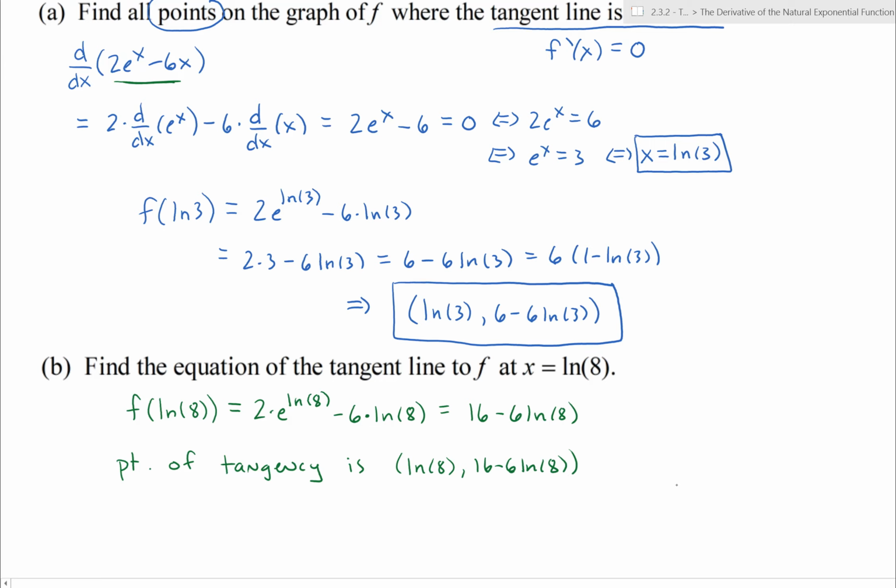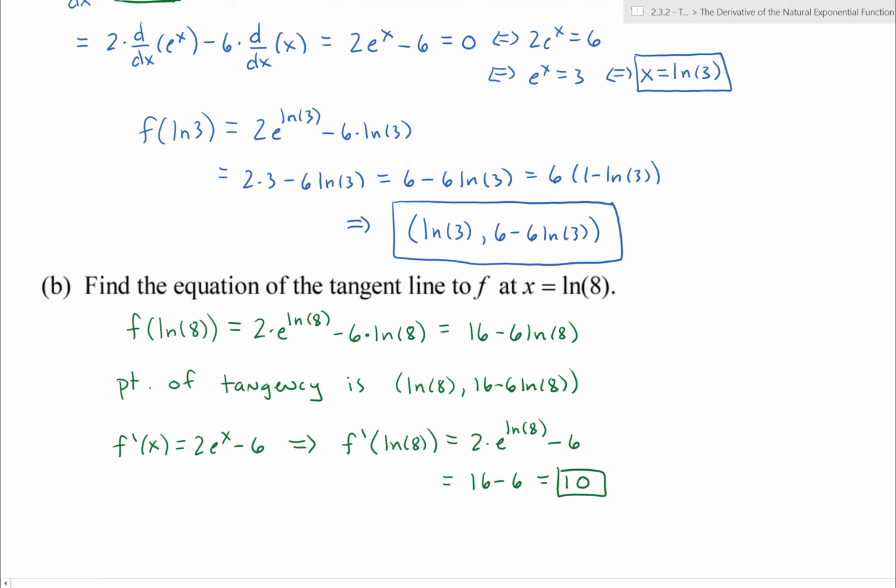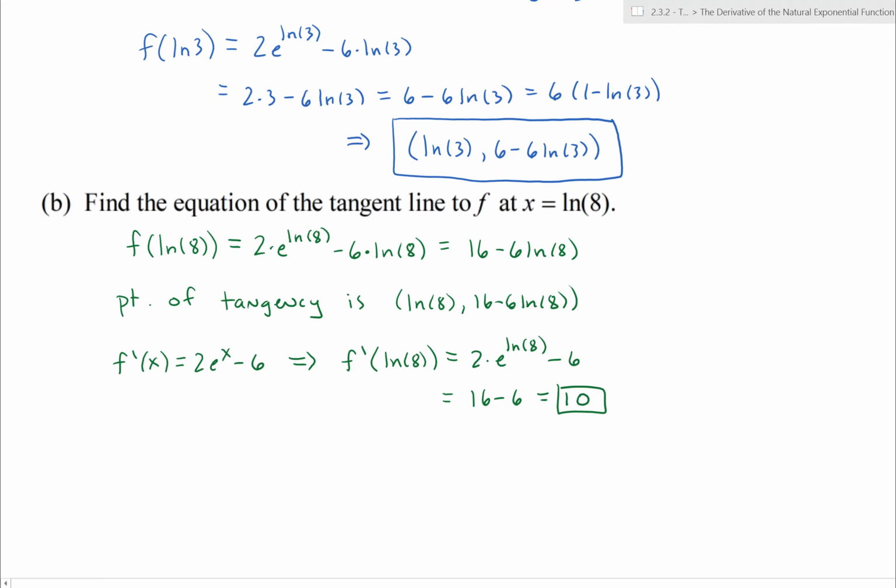So we need that point to find the equation of the tangent line, but we also need the slope of that tangent line. So that's where we're going to plug in our natural log of 8 into our derivative. Remember that the derivative function here, f prime of x, we found out that that was going to be equal to 2e to the x minus 6. Thus, plug in natural log of 8. f prime of the natural log of 8 here is going to be 2 times e to the natural log of 8, and then minus a 6, which is the same as 16 minus 6, which is 10. So there's our slope, and thus we can find the equation of the tangent line of this function.